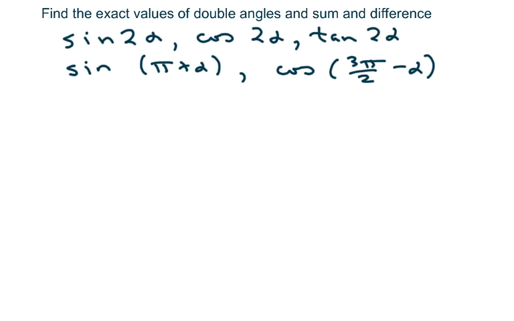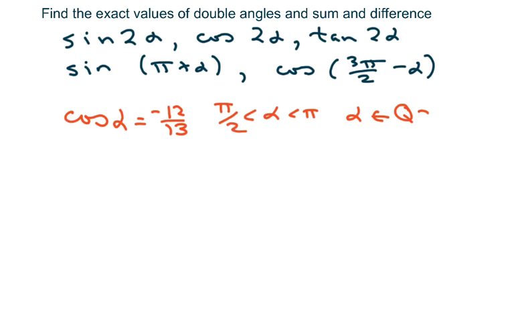And what we're given is that cosine of alpha equals negative 12 over 13, and that also our angle is in quadrant 2. So this just means our angle's in quadrant 2.